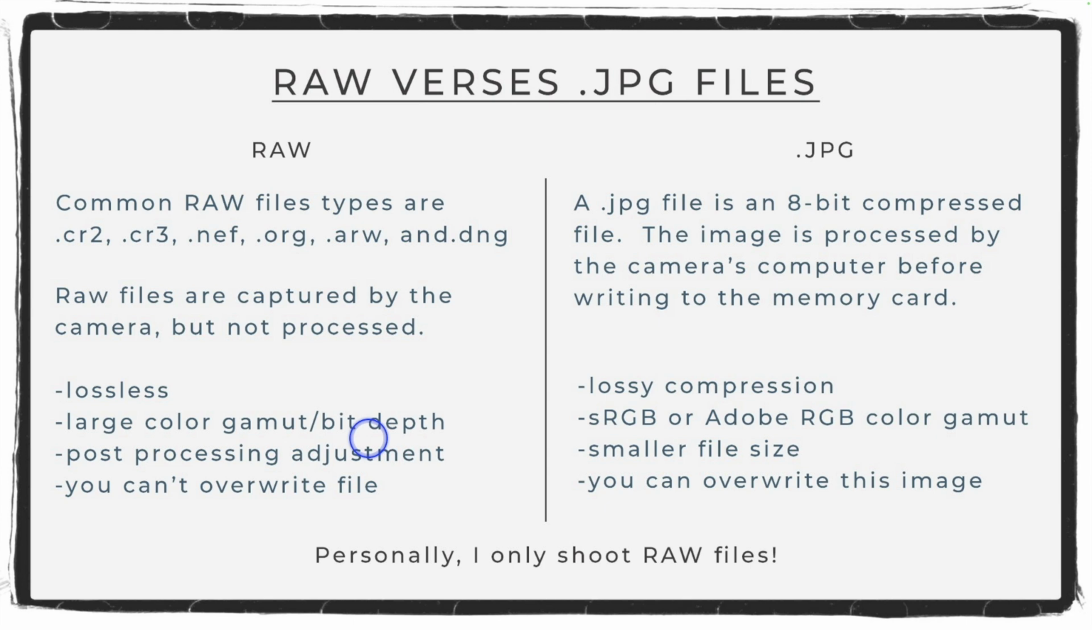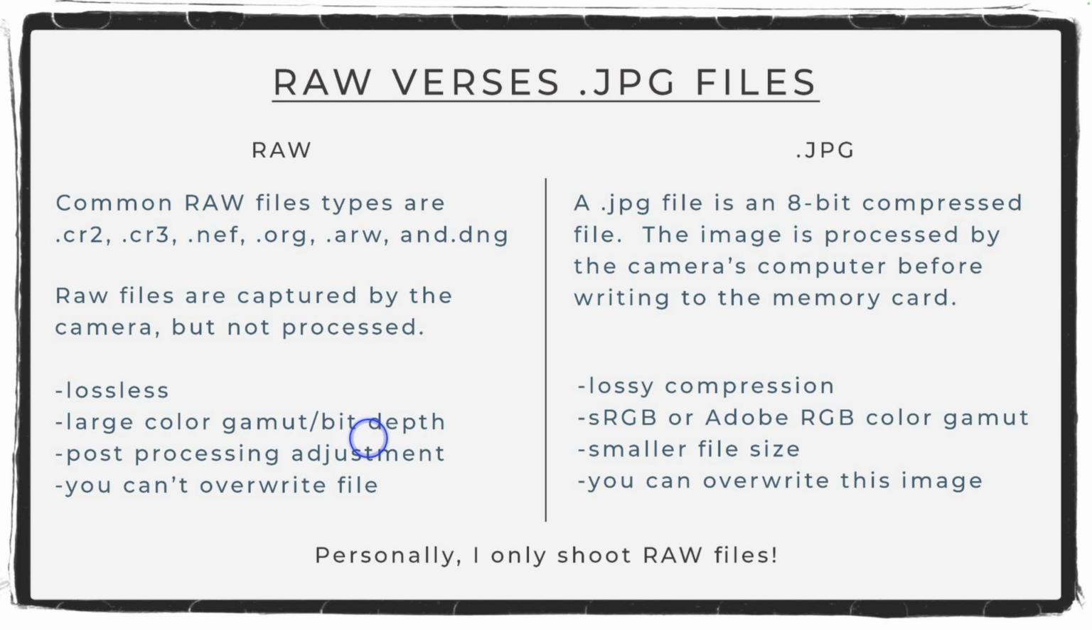Our next slide here is RAW versus JPEG. And basically you have two main options when taking photographs as far as your format. It's RAW and JPEG. All right, some of the common RAW file types are CR2 and CR3. Those are Canon. NEF, that is Nikon. ORF, maybe that's Olympus. ARW, Sony. And DNG, which is Adobe's digital negative. The file extension, obviously, for JPEG is JPEG.